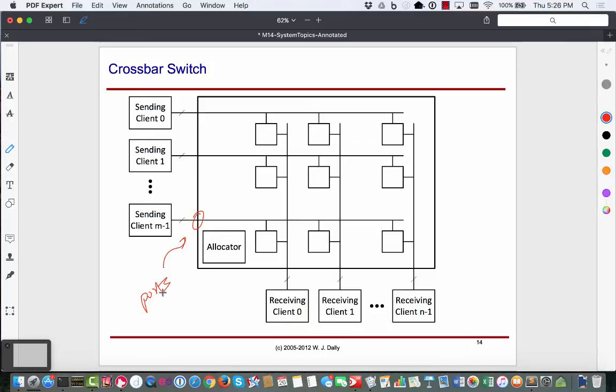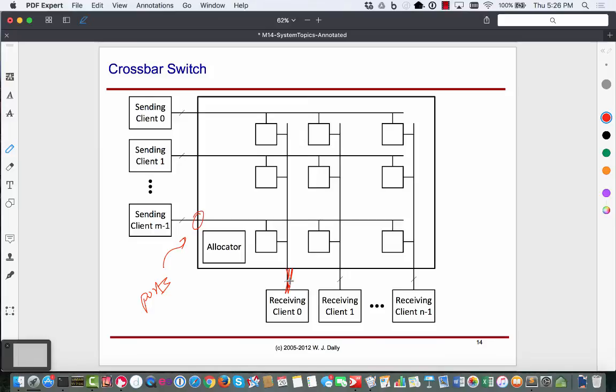And the clients, senders and receivers, connect to the switch via ports. So there is a wire, a cable or bundle of wires, running from each client to the switch. That's the equivalent of the Ethernet cable running from the jack to the switch. Or in the case of a chip, it would be a bunch of wires, data lines, clock lines, and stuff like that, running from a client to this switch.